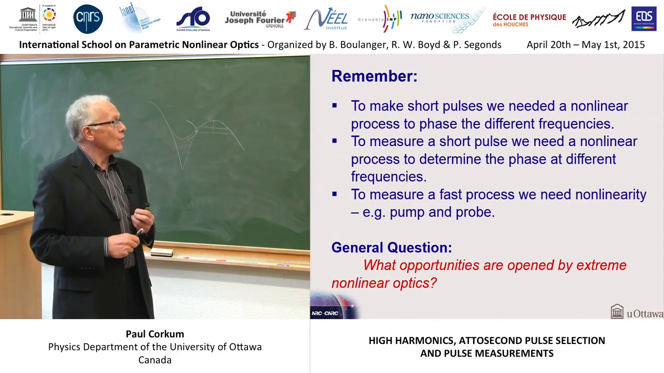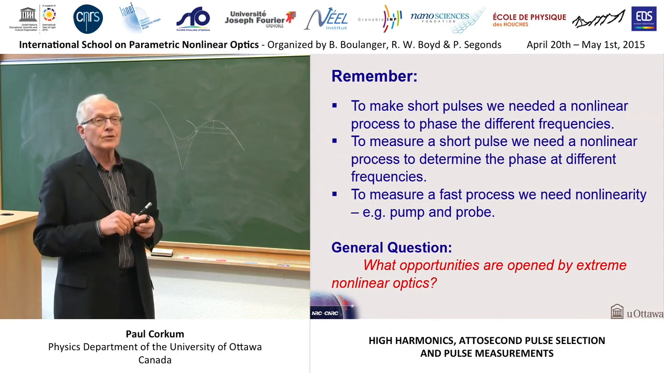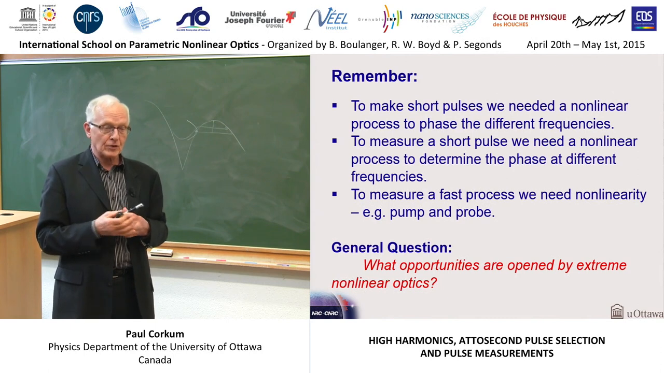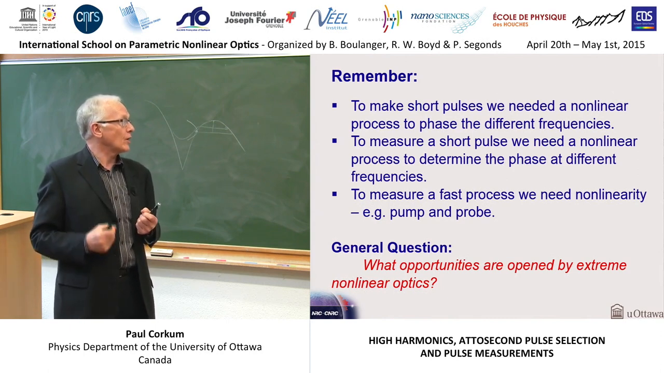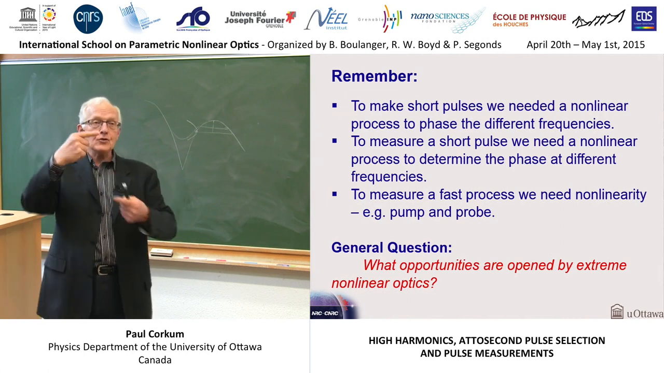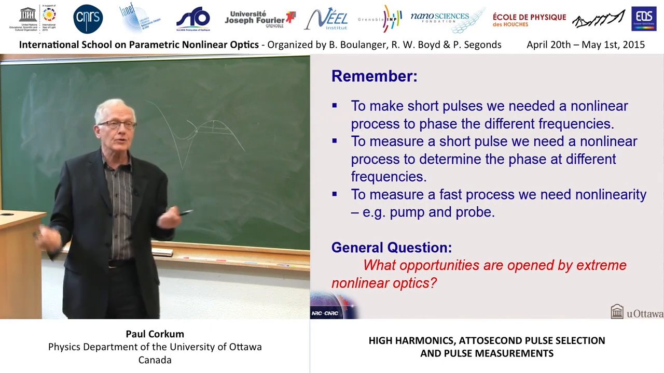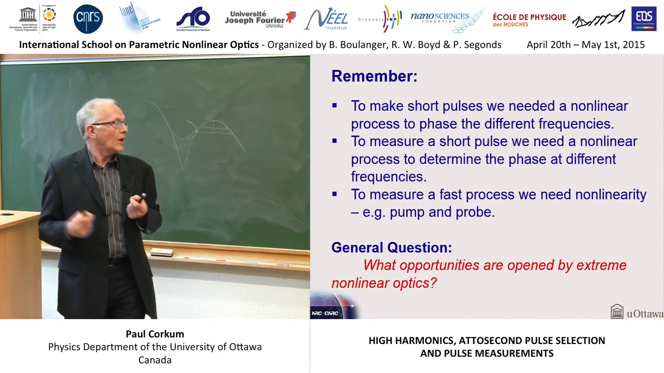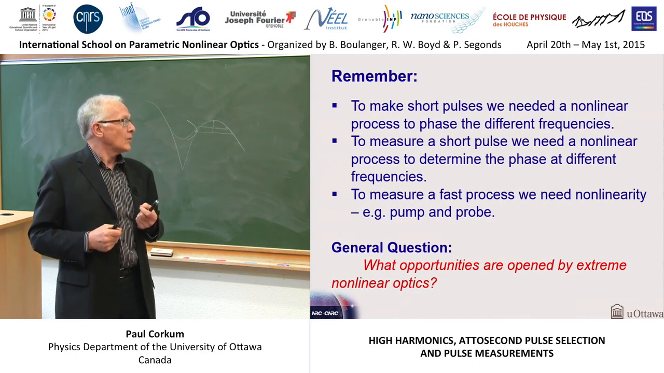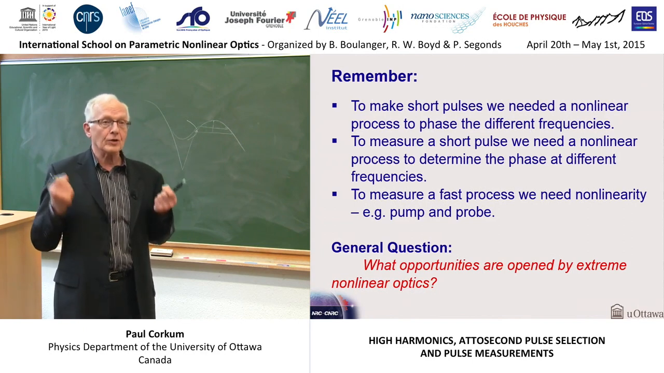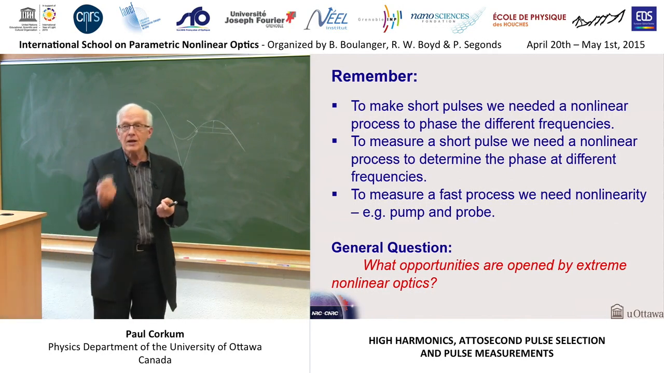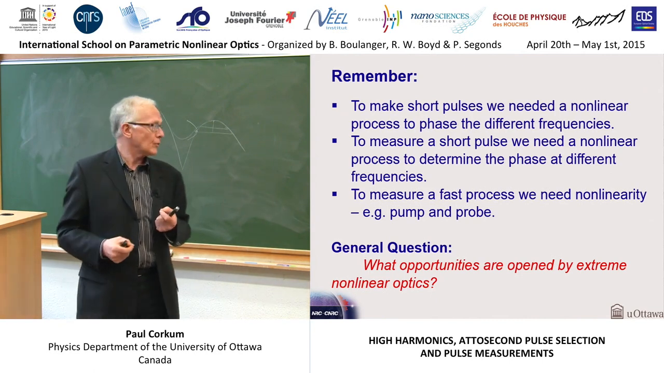So to make a short pulse, we needed a nonlinear process to phase the different frequencies together. I think that's another thing you should have got from the first lecture. And to measure a short pulse, we need a nonlinear process to determine if all the frequencies are phased together. Otherwise, each frequency sees only itself and interferes only with itself. To measure a fast process, also, we need nonlinearity. So nonlinearities are everywhere in short pulses, except in the pulse itself, where it's just a linear interference, okay?